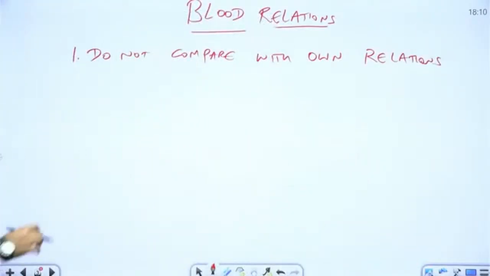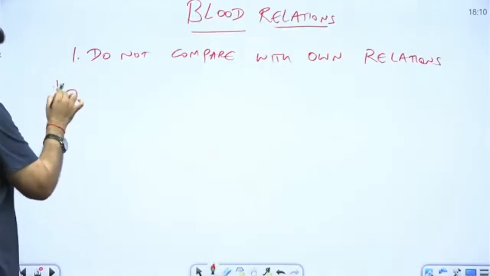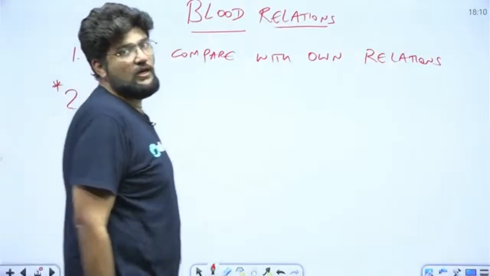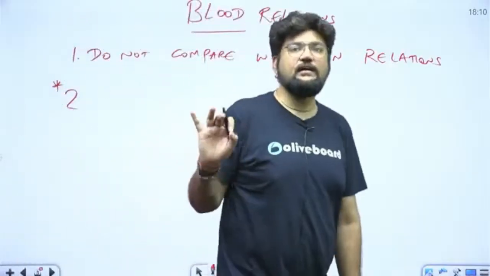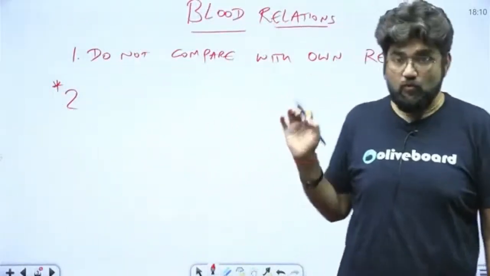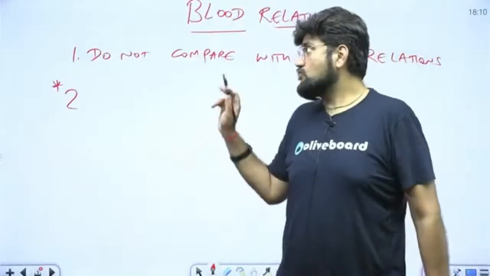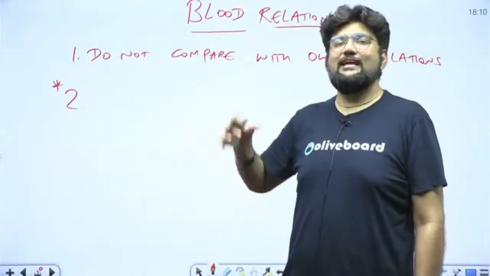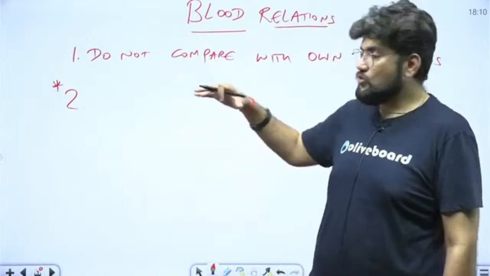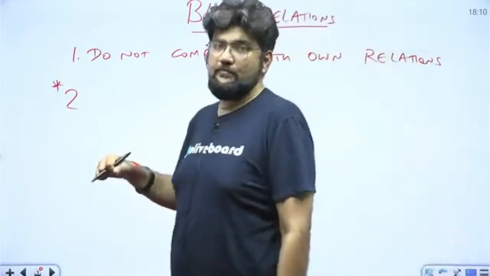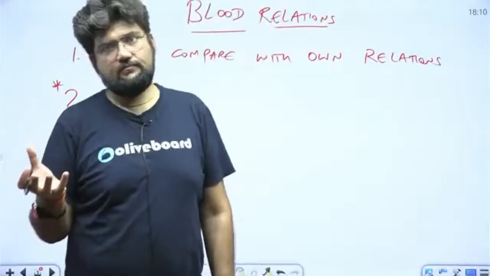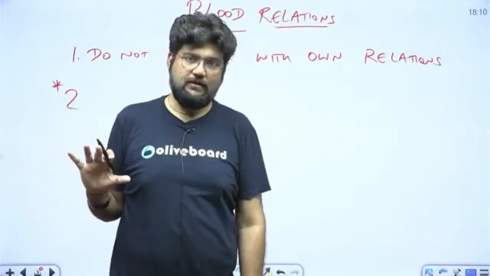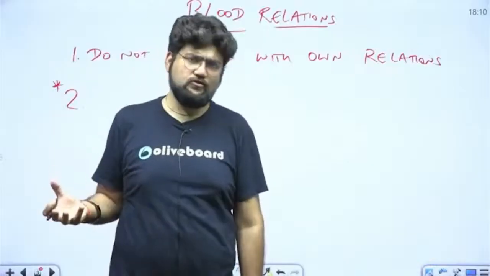Point number two. This is the most important point of blood relations. This point number two says, do not and strictly do not assume. Assume what? Assume the gender. Do not assume the gender unless specified in the question. So do not read the gender from the name. If I tell you Rahul, don't assume it to be a male. If I tell you Priya, don't assume it to be a female. It's a very common thing which all of us do, right?